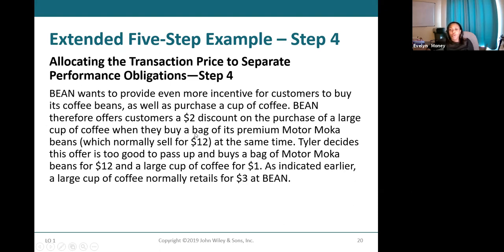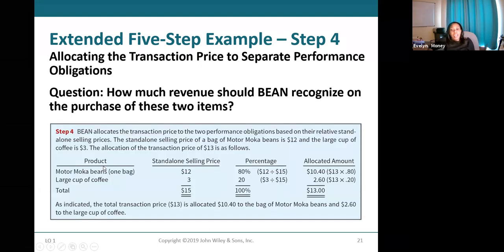Said it backwards, I'm sorry. Every customer who buys a bag of coffee beans will get a $2 discount on a purchase of a cup of coffee. So now instead of getting coffee for $3, they can get coffee for $1 as long as they're willing to pay $12 for the coffee beans.